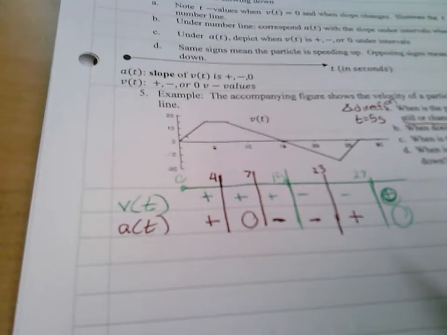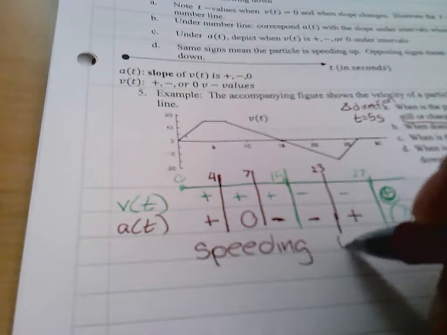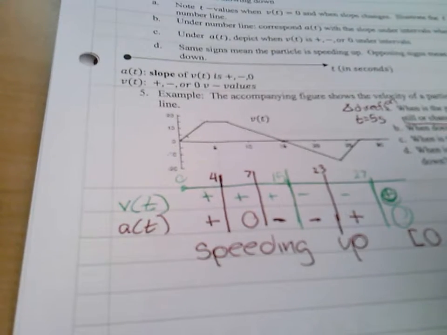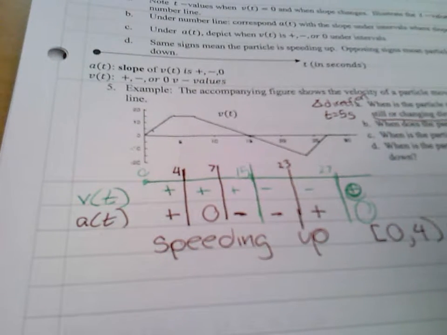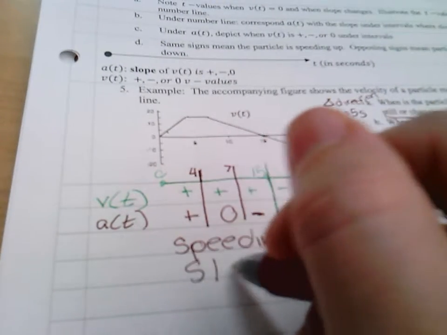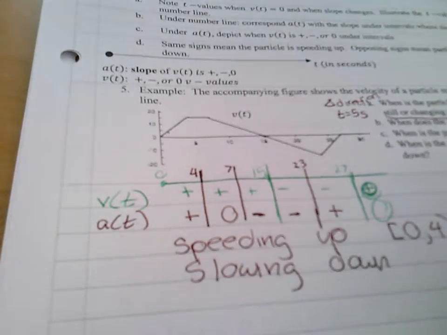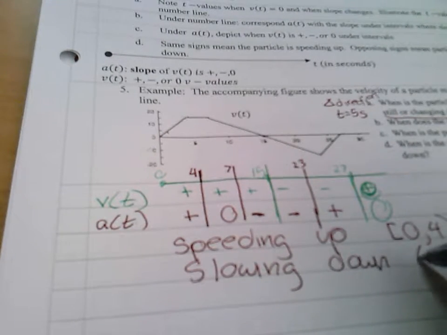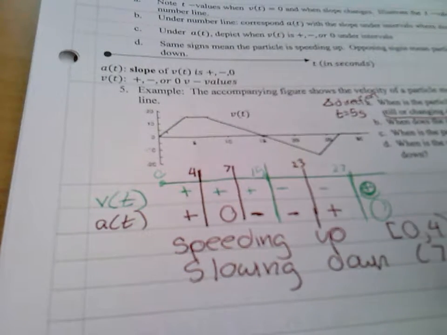So based on this, we're going to see when it's speeding up and slowing down. Speeding up is when the signs are the same, so it's going to be from 0 to 4 seconds and 15 to 23 seconds. And slowing down is going to be when the signs are opposite, so 7 to 15 and 23 to 27.